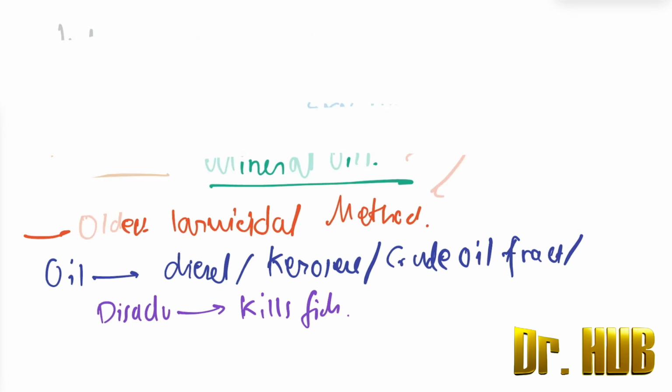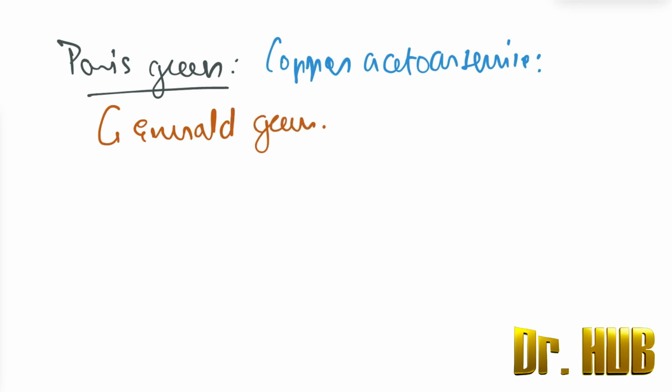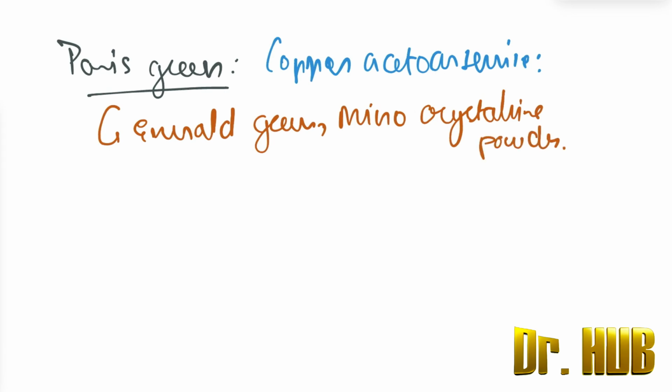Then we will look at the Paris green. Paris green is copper acetoarsenite, and it is an emerald green microcrystalline powder, insoluble in water.